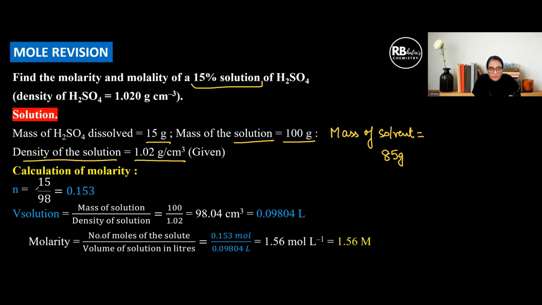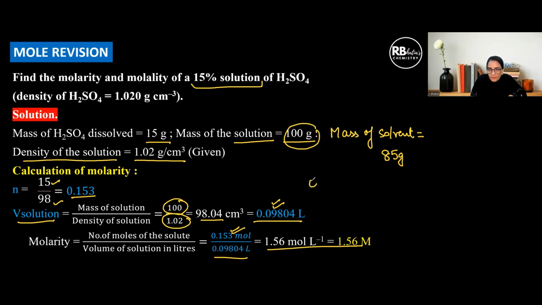So if molarity is to be calculated, 15 upon 98 will be moles, and volume of solution we will calculate by taking mass of solution and dividing it by density. This is going to be volume of solution. So what is molarity? Number of moles divided by volume of solution in liter, and we get this as molarity. Or I could have done number of moles upon volume in cc. Cc is the same thing as ml. Okay, the same answer, 1.56 molar.